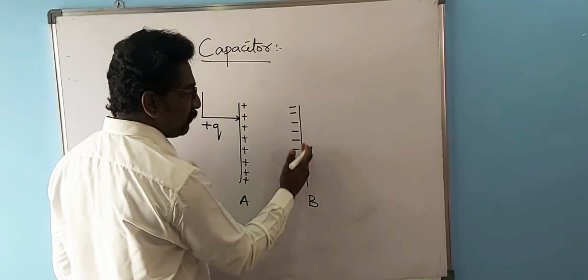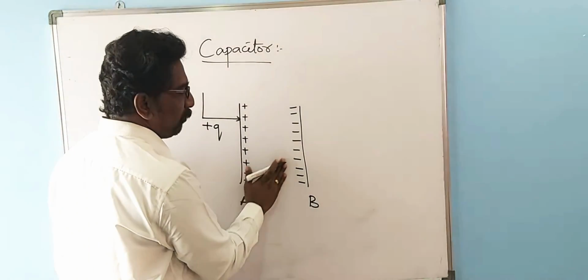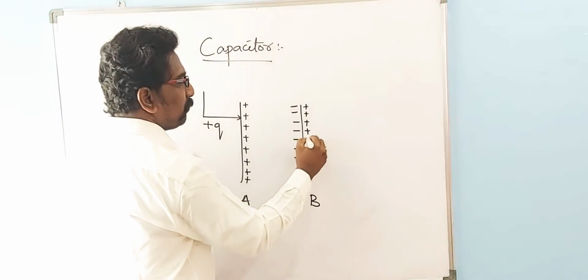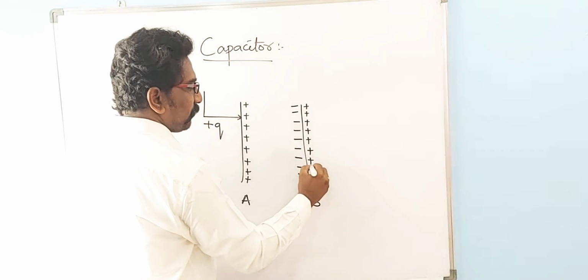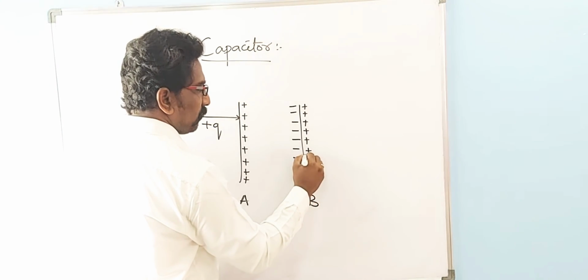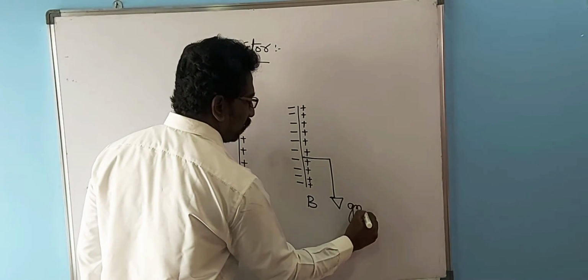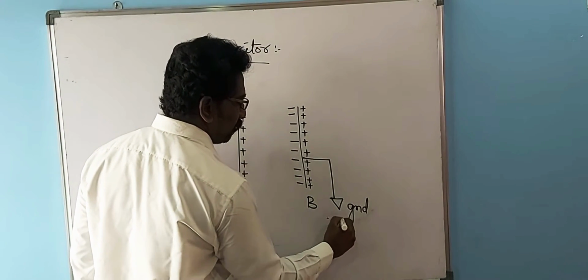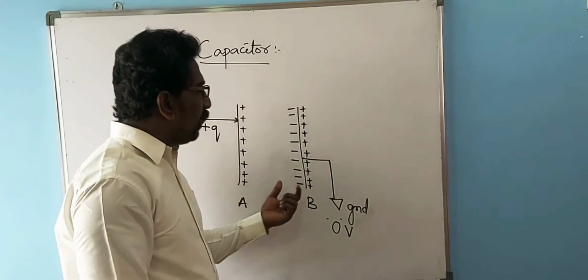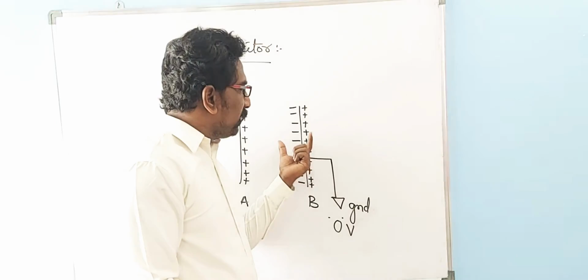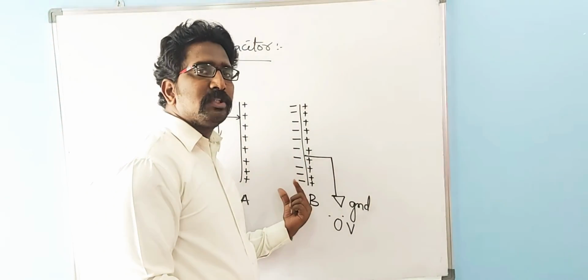The inner surface of plate B will get accumulated with the negative charge, and the outer surface of plate B gets accumulated with the positive charge. And plate B is connected to a ground terminal. Here the ground terminal is a 0 volts terminal. Then how does plate B get accumulated with negative charge on its inner surface?